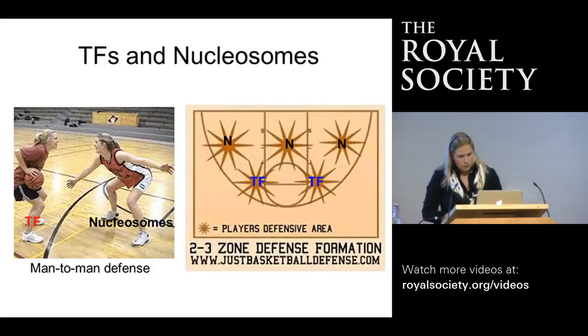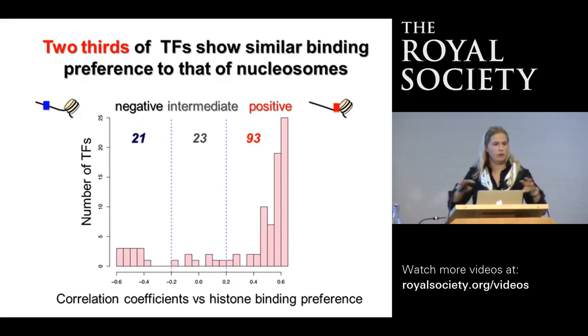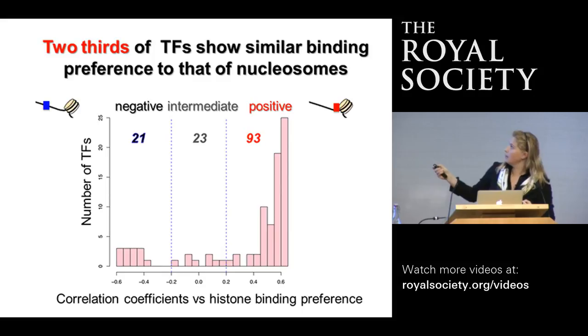What we found when we did our analysis of the in vitro biochemical data for the yeast transcription factors and nucleosomes was that two-thirds of the transcription factors show similar binding preferences to the nucleosomes. This means that the majority of the transcription factors are attacking the sites that are occupied by nucleosomes. That's shown in this little red schematic here. The transcription factors are basically going for the same site. So this is the man-to-man defense model. That was an interesting surprise.